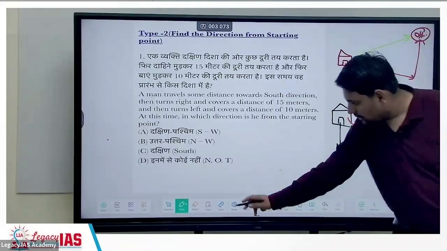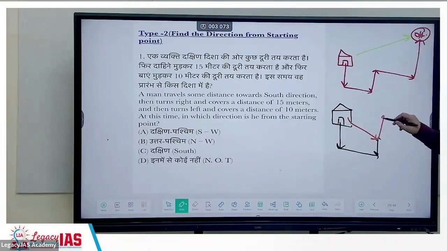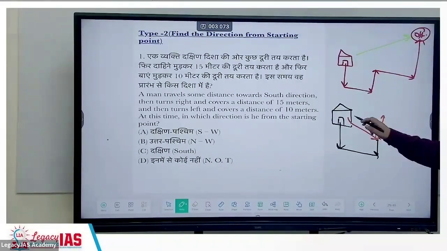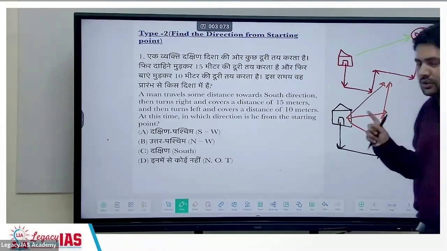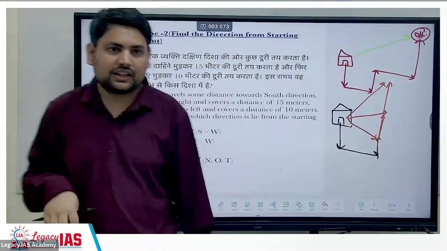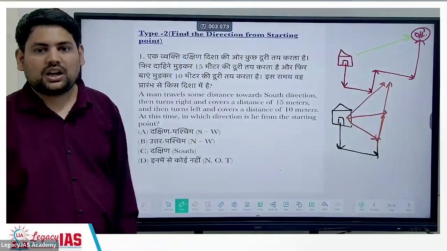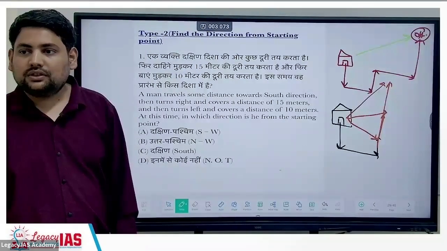If he moves a bit more, like say he reaches here, in which direction he will face now from the initial point? East. If he moves even further, in which direction he will face? Northeast. So with the distance, now the direction would keep on changing. That's why in these type of questions, distance becomes important. That left, right, that cutting that we were doing earlier, we can't do directly here because distances are important. Understood?